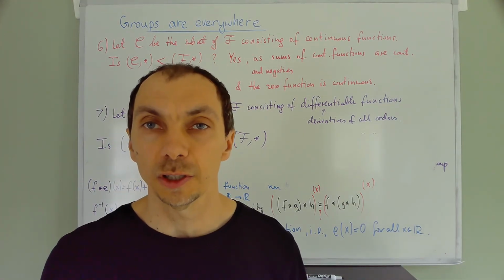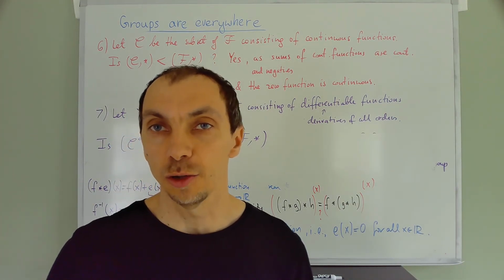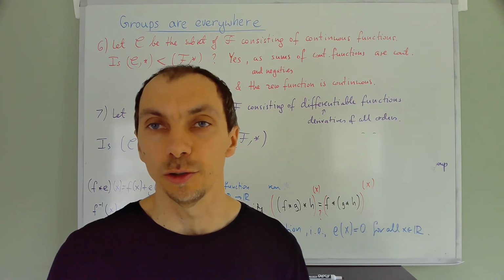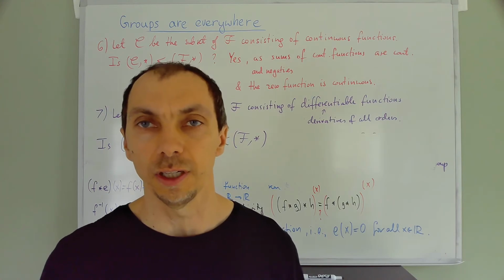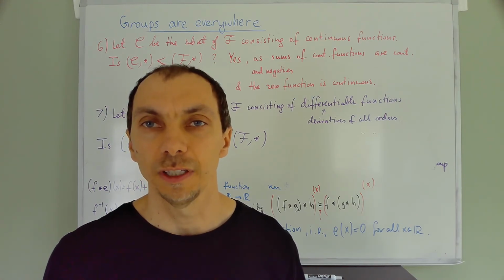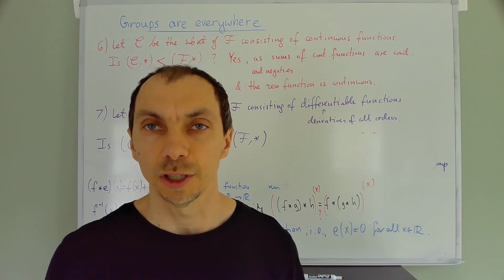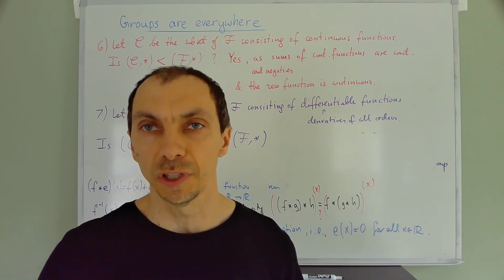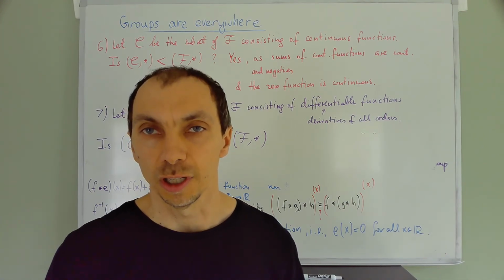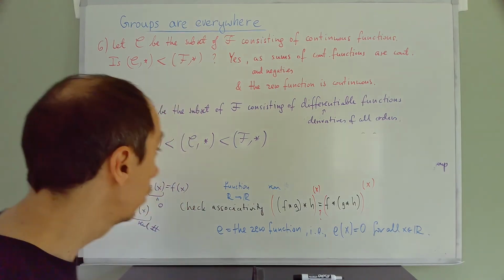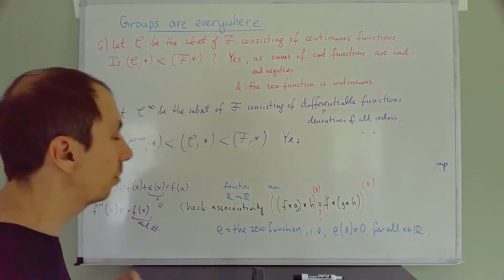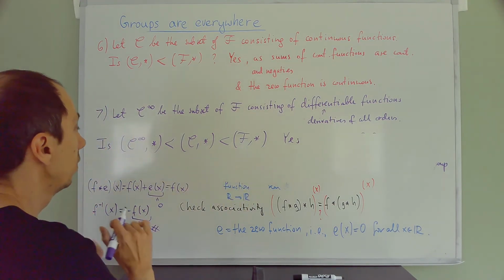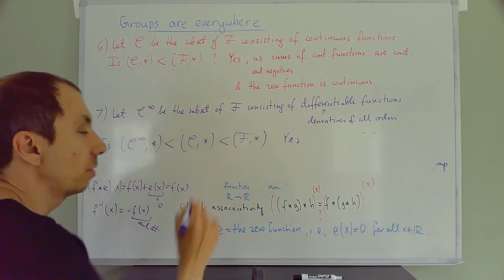Negatives of differentiable functions? Yes. If a function has all the derivatives, its negative also has all the derivatives. And in fact, the derivatives are just equal to the negatives of the derivatives. And finally, is the zero function differentiable? Does the zero function have derivatives of all orders? Sure. Yes, all of them are actually zero. So yes. And in fact, being a subgroup is transitive. So that means this is actually a subgroup of that.